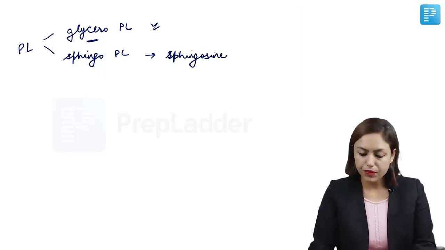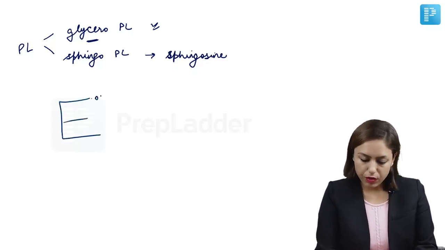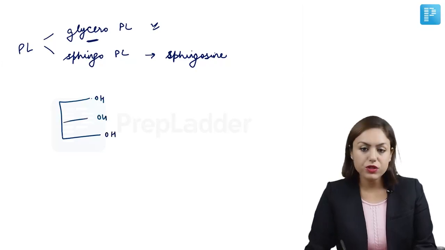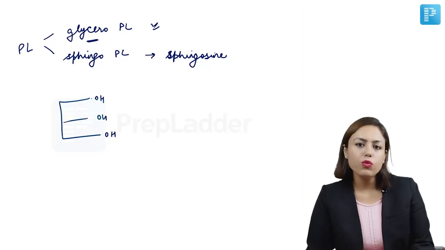Alcohol is sphingosine. Okay, what is this alcohol? So to simplify, first I will make the simplified structure of glycerol. Okay, that I have made. In this structure I will show you a few changes to tell you what is sphingosine.